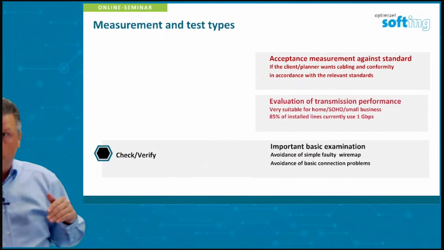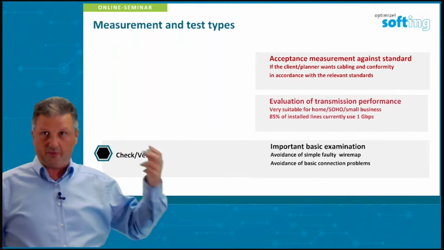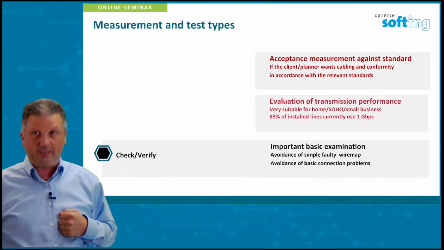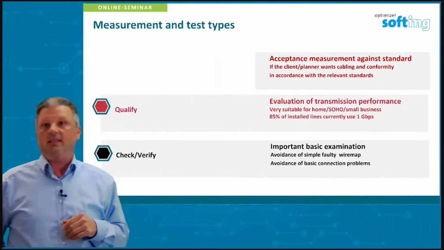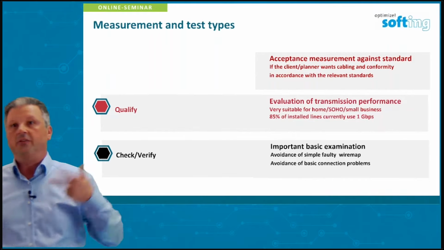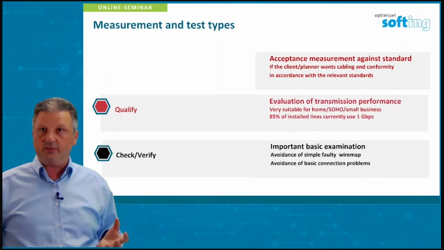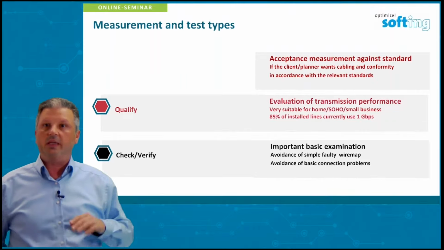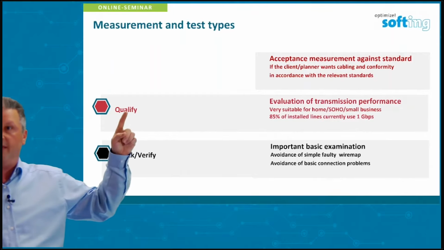The next step, and one of the most important steps, is transmission performance testing. For example, we want to really see whether a 1 gig, 2.5, 5 gig or 10 gigabit measurement is really successful, and whether the installed cabling was really defined for this. We talk about this as qualification.